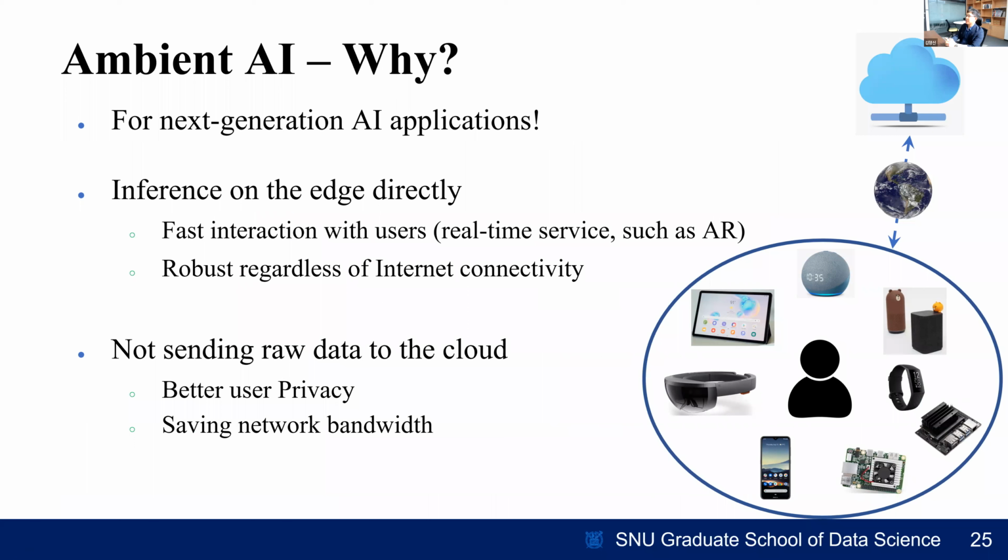And although cloud-based AI is very powerful, it is very true, as I said before, ambient AI is still needed to enable next generation AI applications that require more intimate interaction with users, real-time interaction, and that may need to process more private information, including sensing information, right? So for better privacy and better responsiveness, processing AI computation directly on the edge devices will be very helpful.